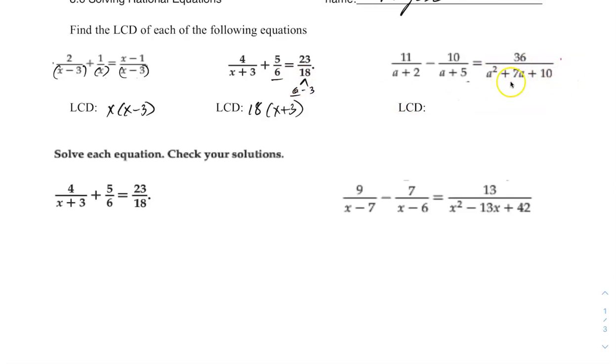Over here, we're going to factor before we decide. So I need to factor a squared plus 7a plus 10. Two things that multiply to get 10 and add to get 7 are 2 and 5. For the LCD, I need one of each. So I need a plus 2 and a plus 5. It's just like when we added them, but now there's an extra problem we actually have to solve. It's the same concept though.